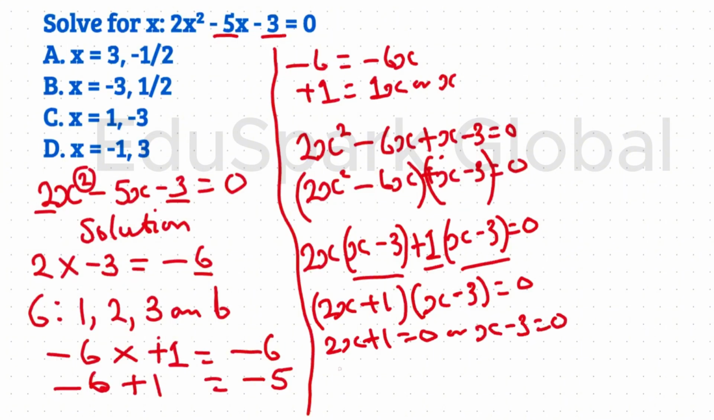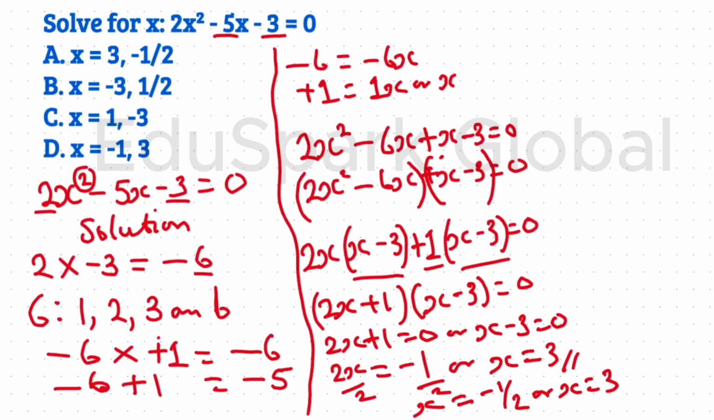So we have 2x, then plus 1, we cross the equality sign to give us minus 1, or x minus 3, we cross the equality sign to give us 3. So we've already gotten this. Then we divide both sides of this by the coefficient of x, which is 2. So divide here by 2, divide here by 2. So we're going to have x equals minus 1 over 2, or x equals 3. Okay, so the correct answer is option A.